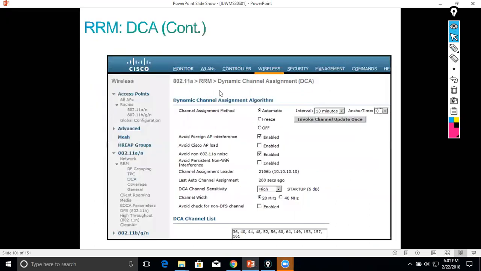Here you can configure your DCA part: dynamic channel assignment, channel assignment method, avoid foreign AP interference. There is a lot of information. Keep some at default, but some you can change. It's not suggested to change things unless you know what they do. It's better to change only what is really required, like interval, automatic, freeze off, and channel width. These are the settings required.